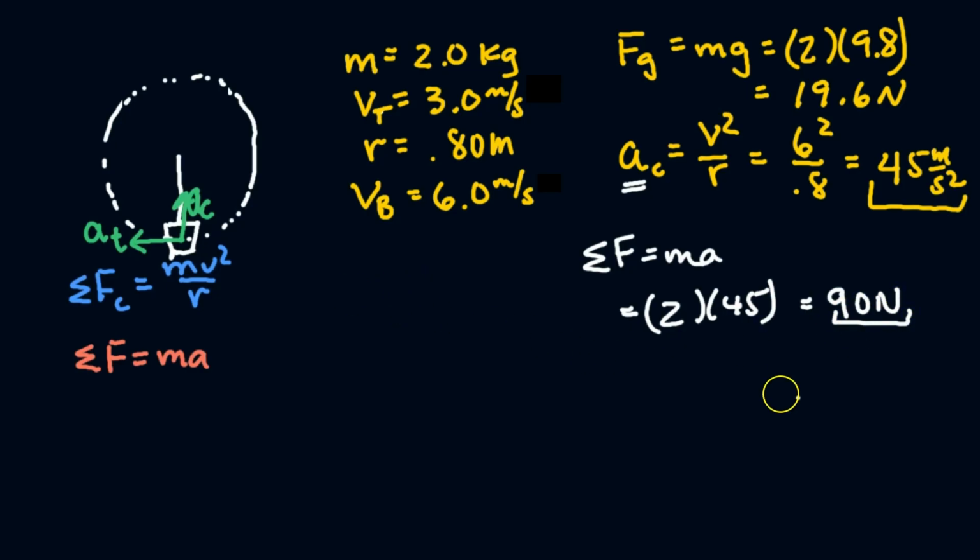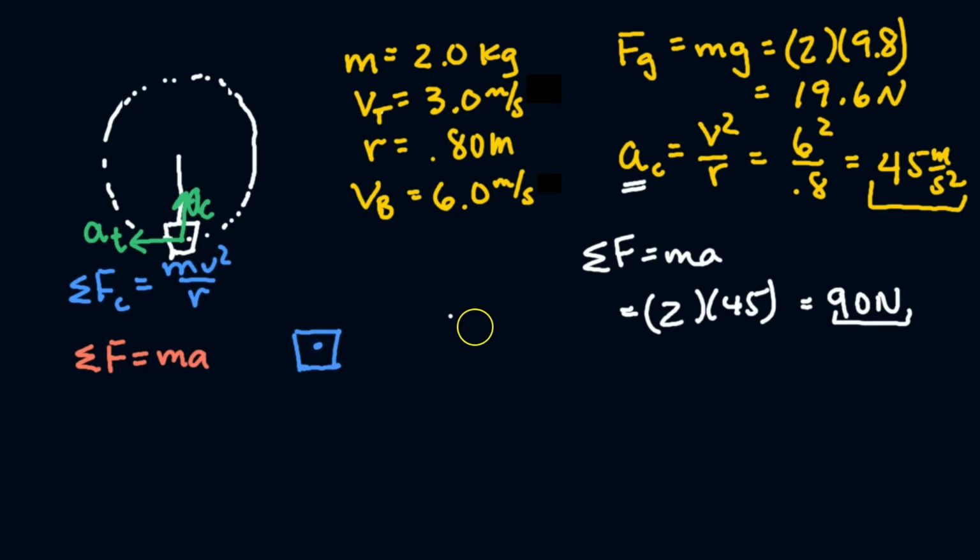Next, let's take a look at the tension. What do you think the tension is? What's the first step here in figuring out what the tension is? Perhaps we want to draw a force diagram. So let's go ahead and do that. So here's my force diagram. Here's my bucket at the bottom.